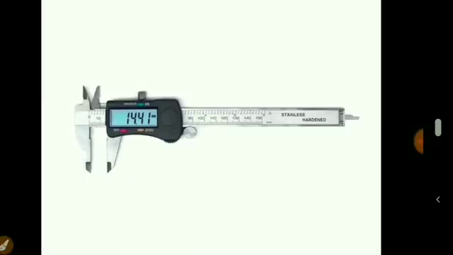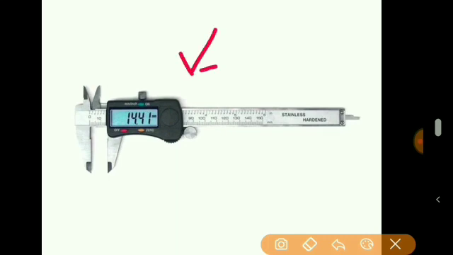Students, you can see here a digital vernier calipers. The earlier vernier calipers which I showed you were analog vernier calipers. With the help of that we can measure the length of an object with more accuracy, but it requires proper technique, proper method, proper care. But with this digital vernier calipers, we can easily measure the length of a given object with more accuracy and less effort.